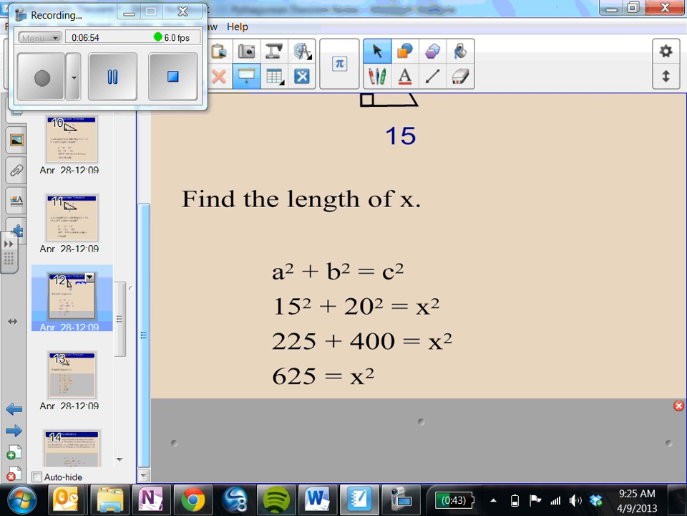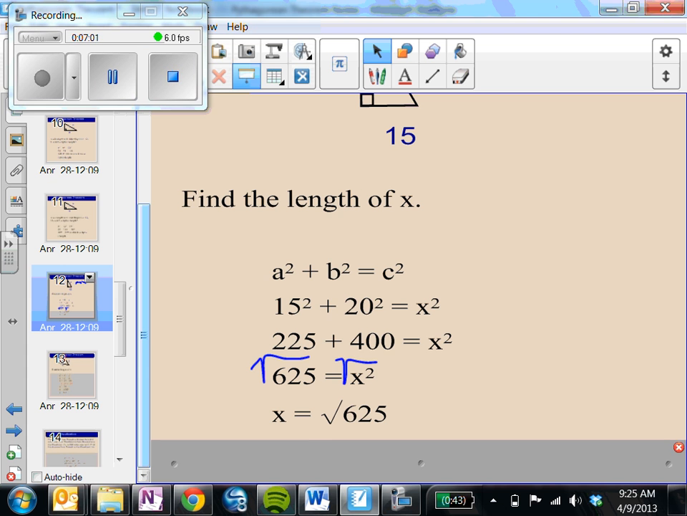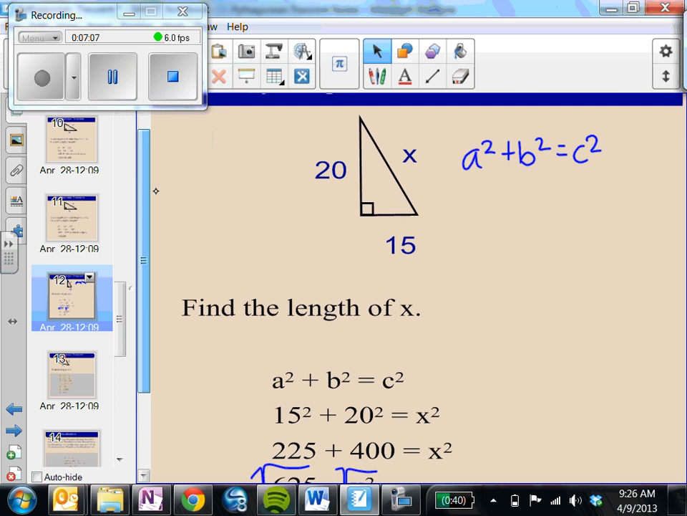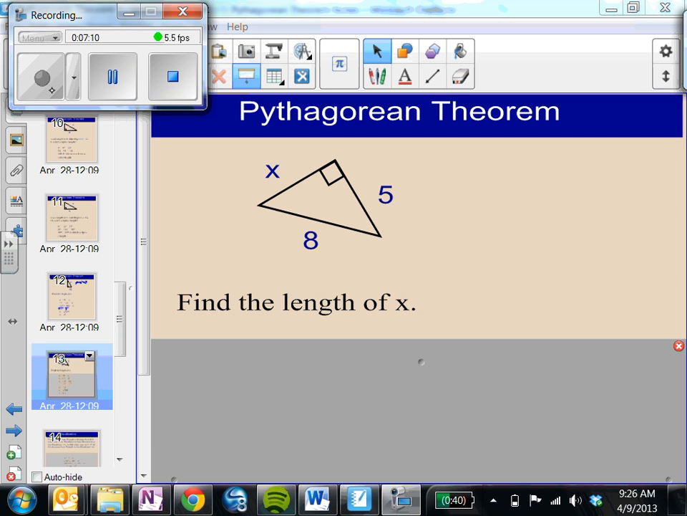We have to take the square root of both sides of our equation in order to solve. And then you can just put that in your calculator. The square root of 625 equals 25. So the length of x is 25.